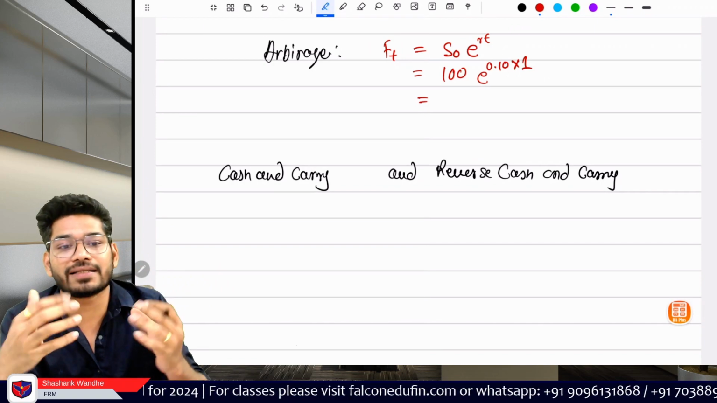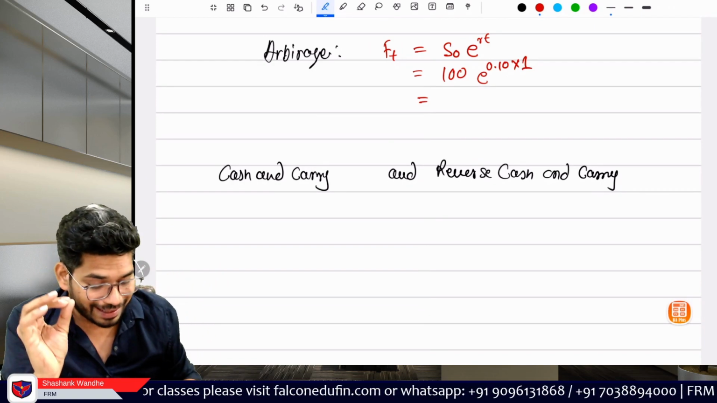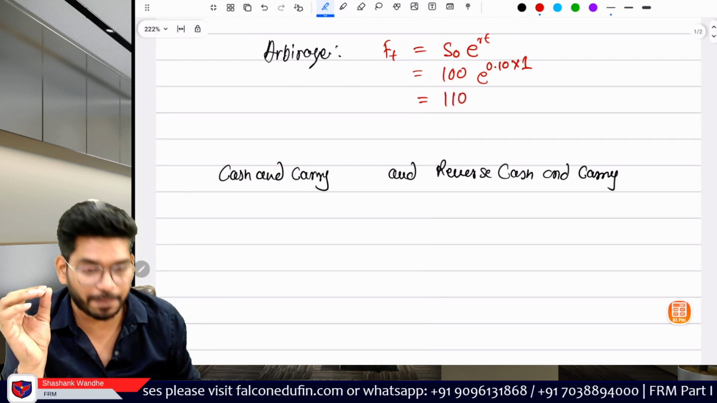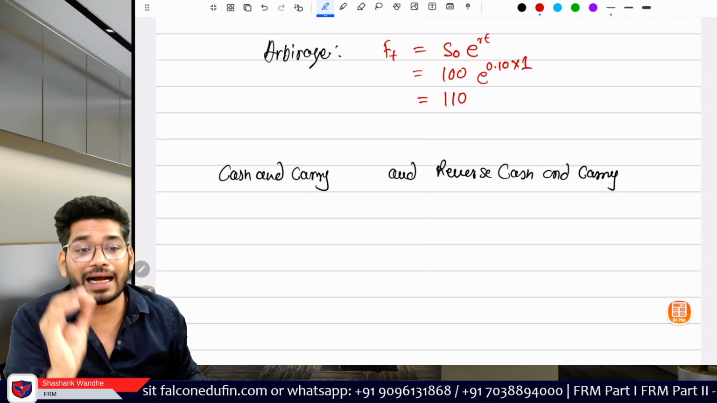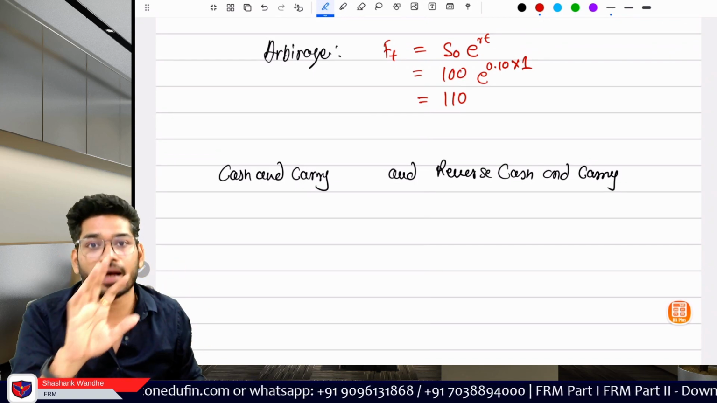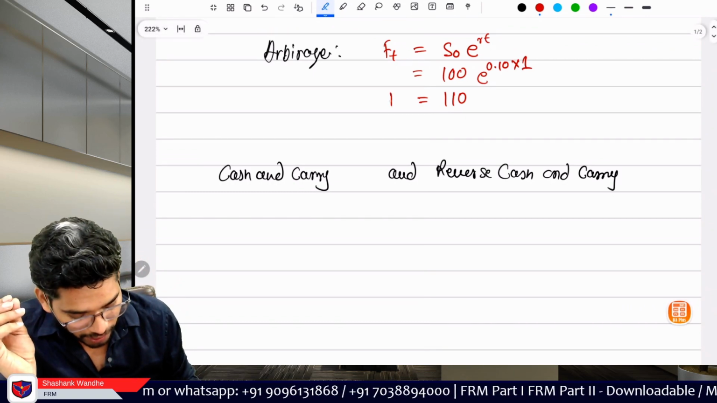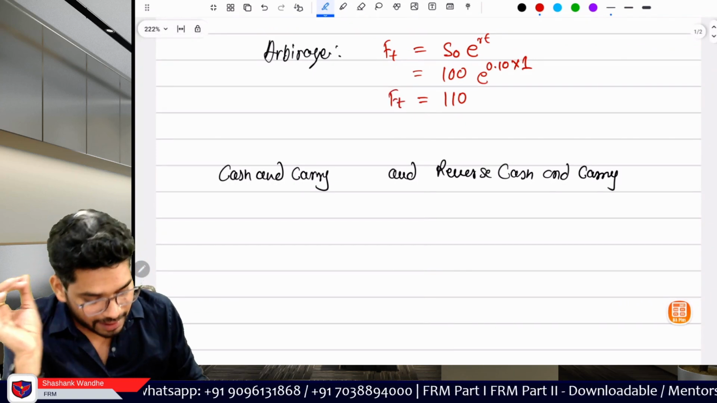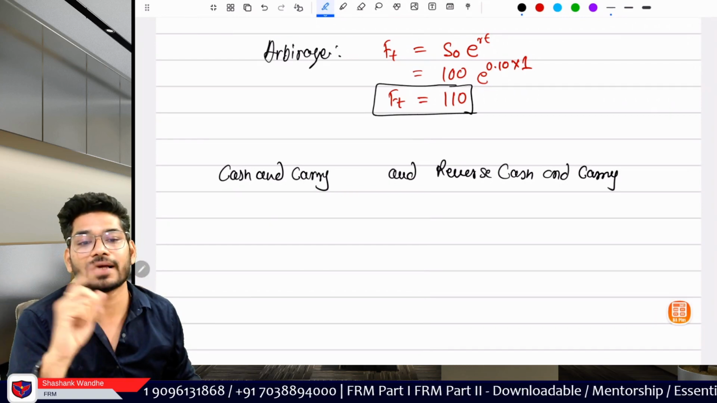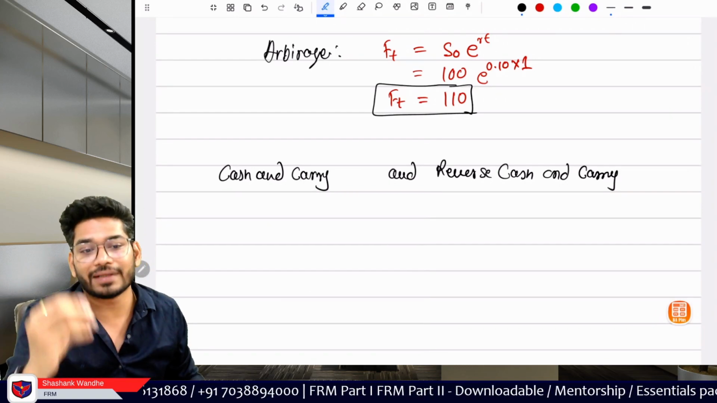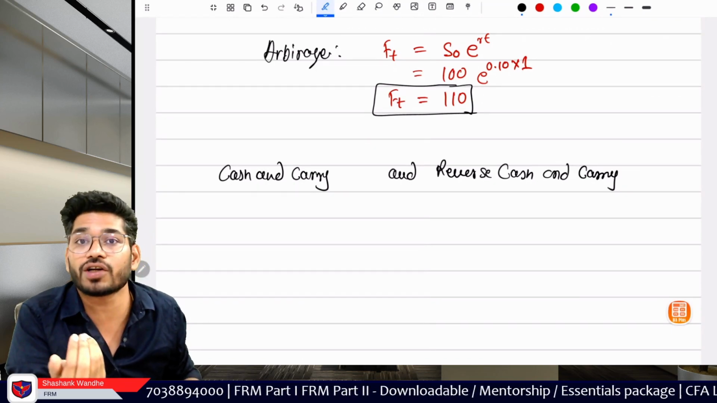Here, for the sake of simplification, I will simply assume, remember this, that the theoretical futures price is 110. I know there will be some difference, but approximately this is 110, and this is your theoretical futures price. Remember, this is your theoretical futures price and not the actual futures price. This is theoretical, based on your calculation, on your paper, based on your expectation.